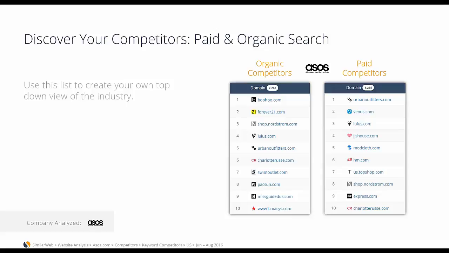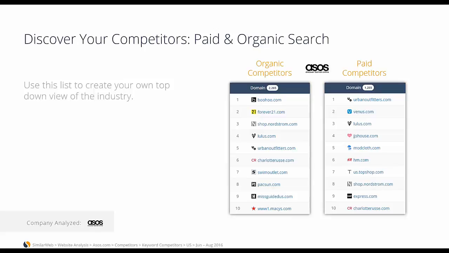The next way we can look at your competitors is through the actual keywords, through the user intent. When we want to go and buy a pair of jeans, we'll go to Google typically. We'll search for Levi's or we'll search for jeans or the brand name. And what SimilarWeb does is we take a look and we create a pivot on the data so that you can see all of the competitors that are competing for the same keyword for one of your reference companies. In this case, it's ASOS again.